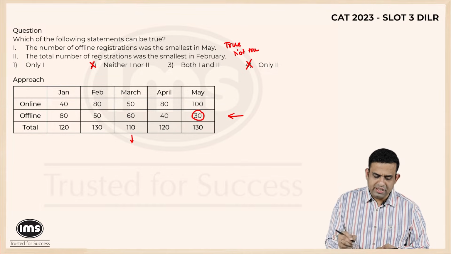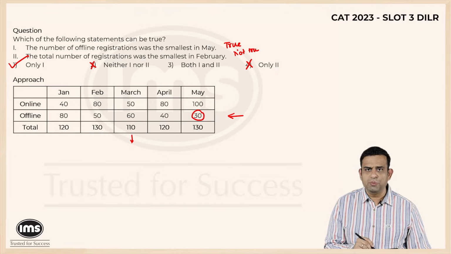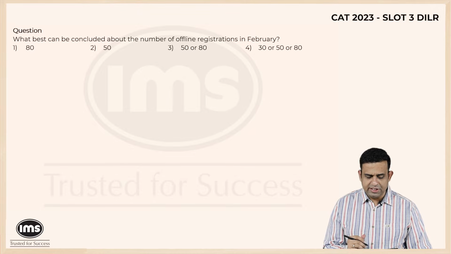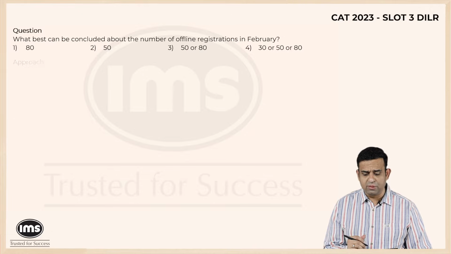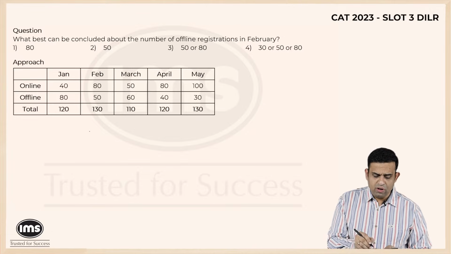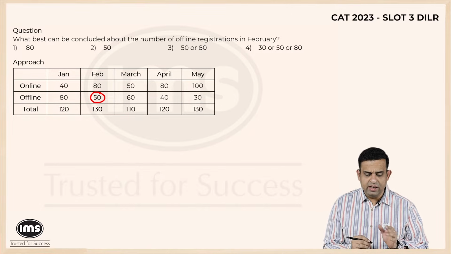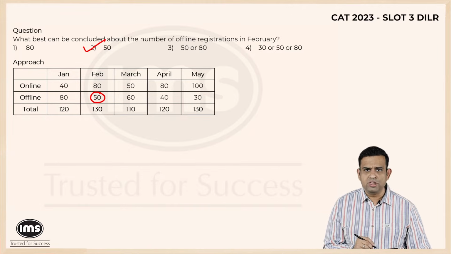And hence one can say in this particular case, the required answer has to be only 1 and one can choose to mark option number 1 over here. Then if I look at the next question, it says, what best can be said about the number of offline registration in the month of February. So Feb offline happens to be a unique number which is a 50 and that means my required answer for this particular question would be option number 2.